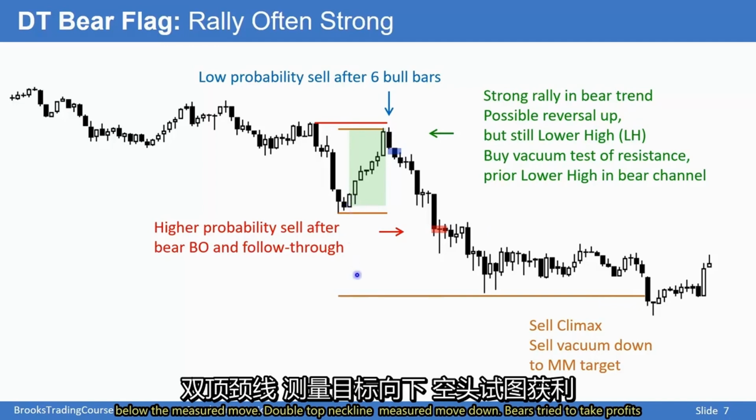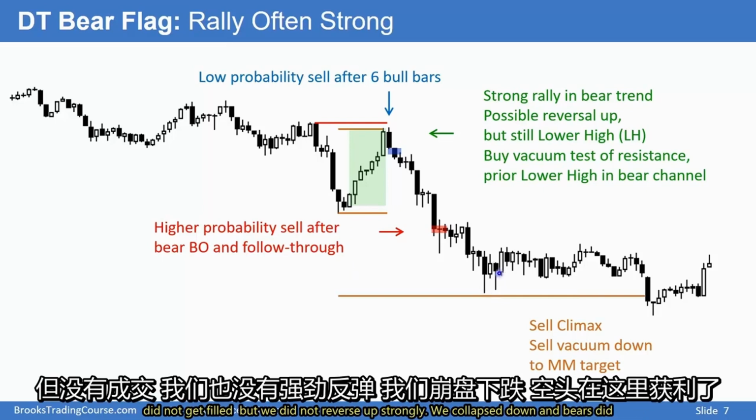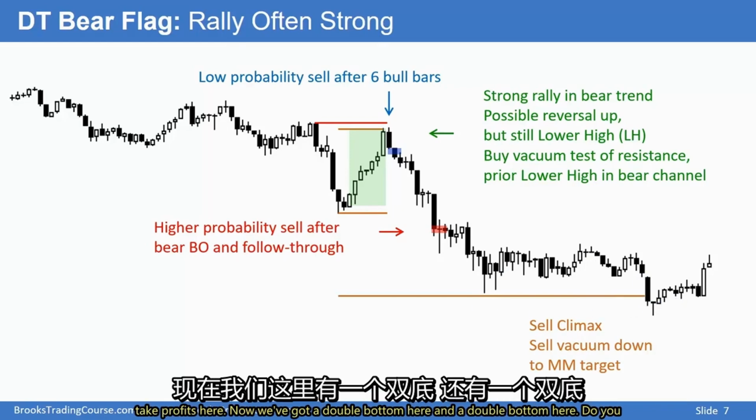Double top, neckline, measured move down. Bears tried to take profits, did not get filled, but we did not reverse up strongly. We collapsed down, and bears did take profits here.